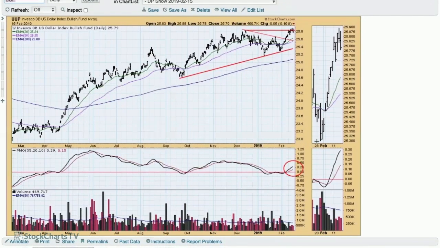Okay, with the dollar, we were looking at a symmetrical triangle formation, which then price broke out of, and now we're looking at a rising triangle, ascending triangle, and it's struggling with that resistance up there. But things are still positive. Yep, nice looking PMO still.